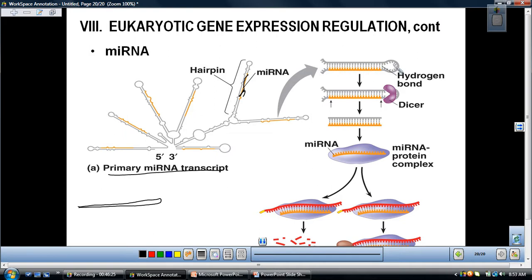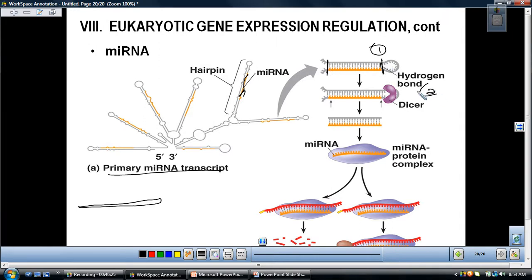Okay, what's going to happen, I'm going to take you through a little series here. This is step number 1 in this picture. There's an enzyme that comes in that's going to cut here and there. This is not the dicer. This is just another enzyme. So an enzyme comes in and cuts the hairpin from the miRNA transcript. So it's going to cut here and here.